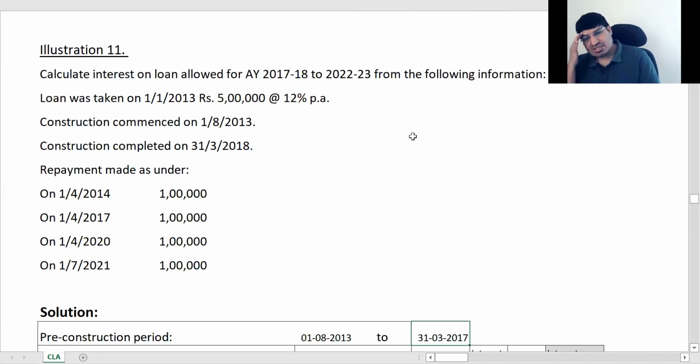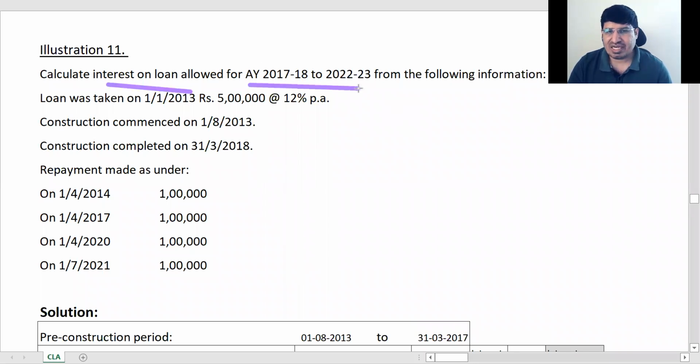So when you have interest on loan problems, you have to be a bit more careful, because you will have to be alert about the dates and all. The next problem is: calculate interest on loan for AY 17-18 to 22-23. Okay, it asked us to calculate for these 6 years. 17, 18, 19, 20, 21, 22. Okay, 6 years. These 6 assessment years.